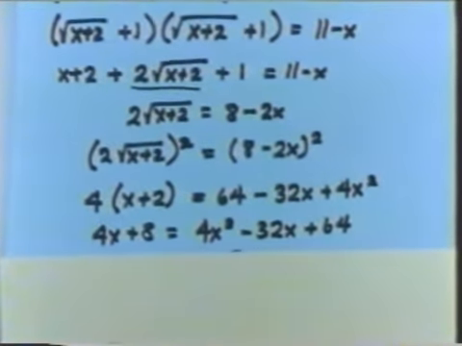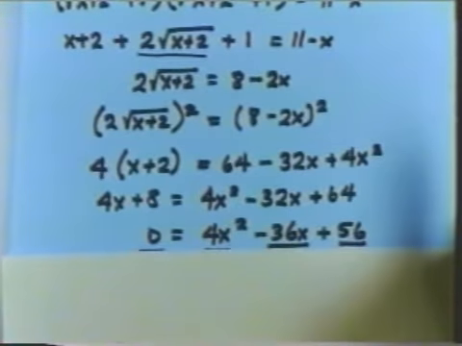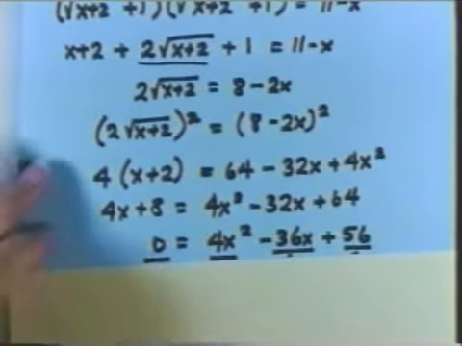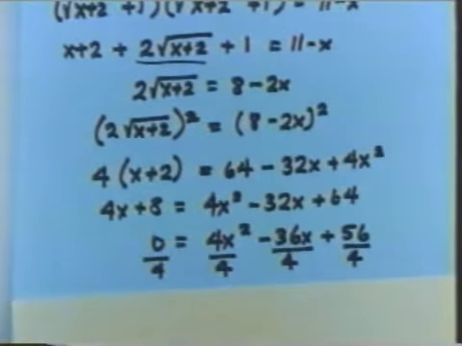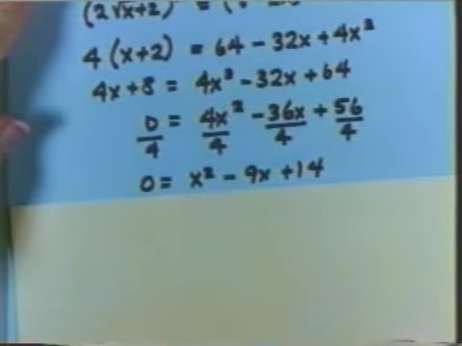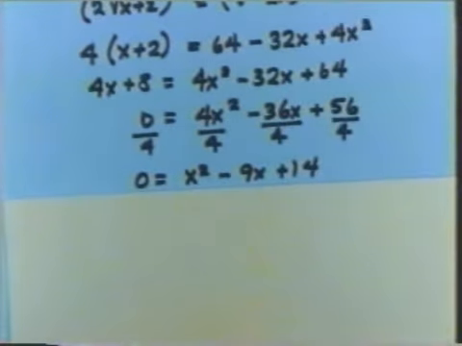Now we can subtract 4x plus 8 from both sides, and that gives us 0 equals 4x squared minus 36x plus 56. This can be solved by factoring or the quadratic formula, but if we look closely, we notice that there's a common factor of 4, and so what I'll do is divide every term on both sides by 4. This gives 0 equals x squared subtract 9x add 14.